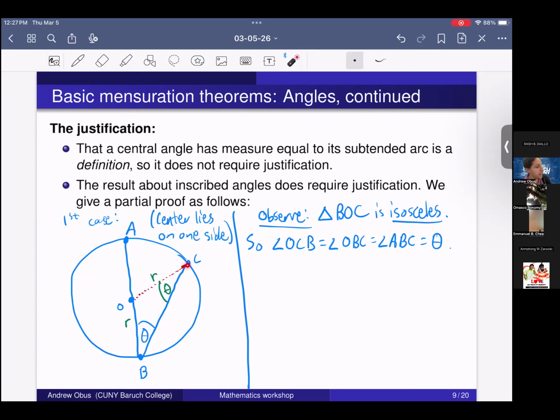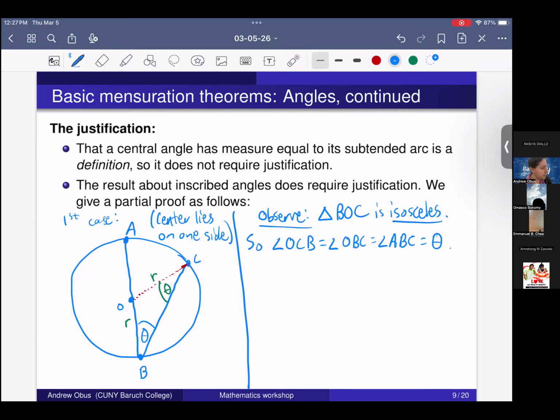Because this angle over here is the same as this angle, because they're the corresponding angles of an isosceles triangle. And the big angle is the same as the little angle because it's just the same line, just extended. It doesn't affect the angle. So we know that this angle here is theta. Okay?